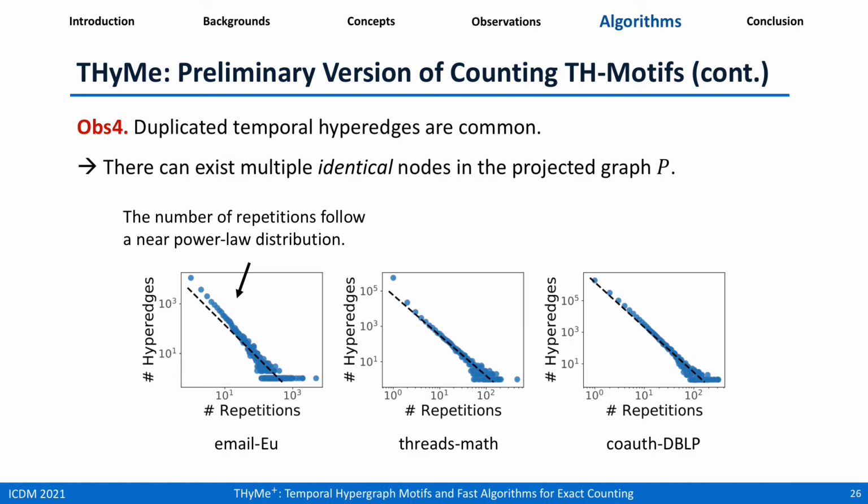However, there are some properties of real-world temporal hypergraphs which can degrade the performance of THyMe. First, duplicated temporal hyperedges are common in real-world temporal hypergraphs. This means that structurally same temporal hyperedges are added as different nodes in the projected graph P, which is inefficient in terms of speed and scalability.